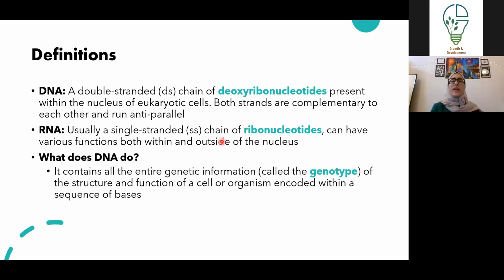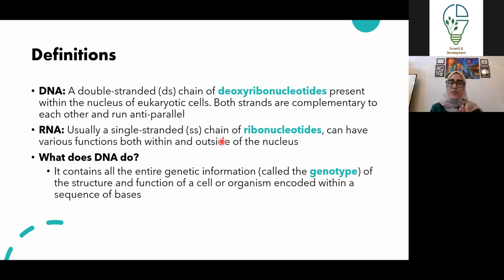Okay, another thing is the fact that RNA can have many different functions, whereas the DNA serves a single purpose, which is to carry the genetic information of the cell. So what does DNA do exactly? The DNA contains all the genetic information which encodes everything to do with the cell or the organism. Every single thing that the cell does, every instruction that is carried out by the cell or by the organism, everything, the entire genetic makeup of the cell or the organism is all encoded within the DNA.